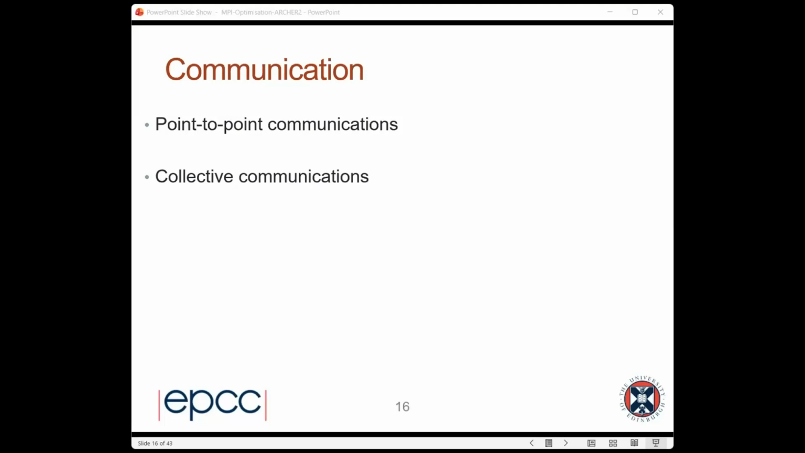Okay, so I'm mainly going to talk about point-to-point. The terminology I'm going to use here and the concepts I'm going to cover are equally applicable to collectives, but point-to-point is a much more interesting theater to talk about them.